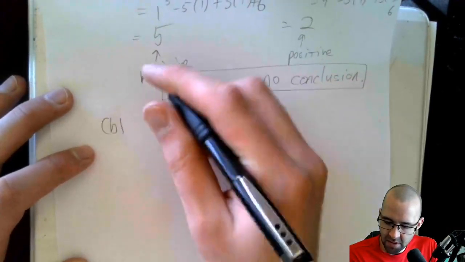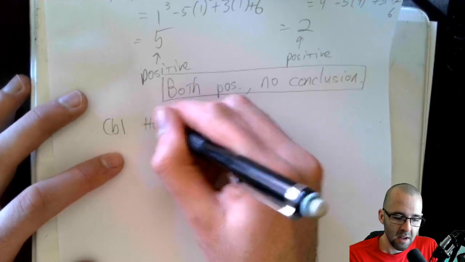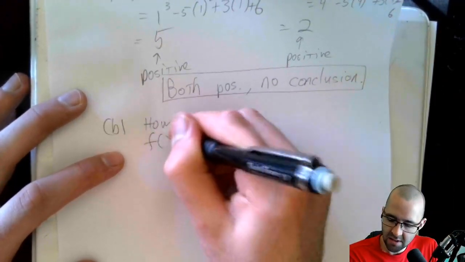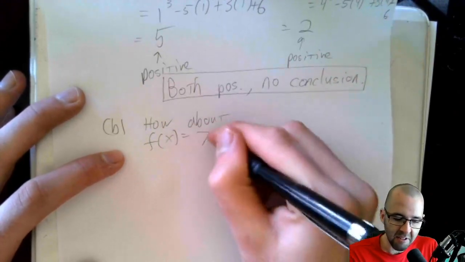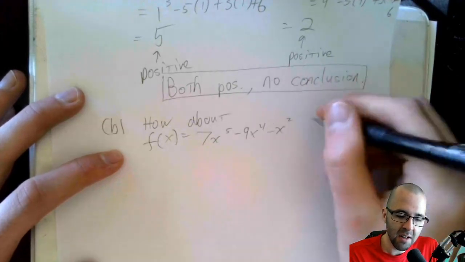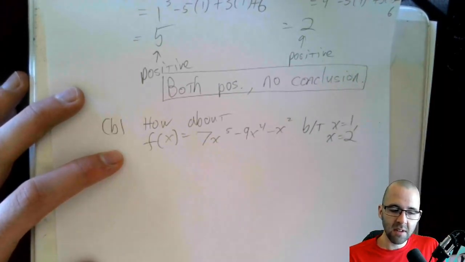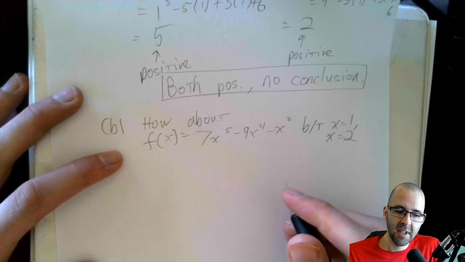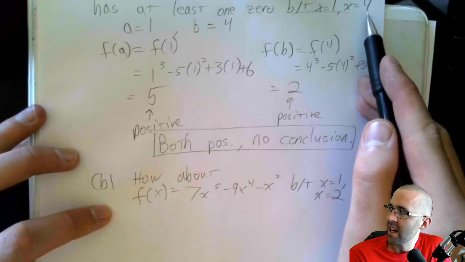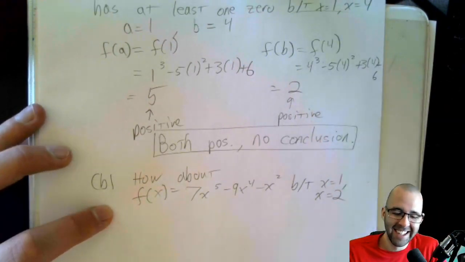Part B. Do the same for this one. How about f of x equals 7x to the 5th minus 9x to the 4th minus x squared between x equals 1 and x equals 2. You know the really funny thing about this? If we chose b to be -5, like Delaney said, it would have actually worked out.